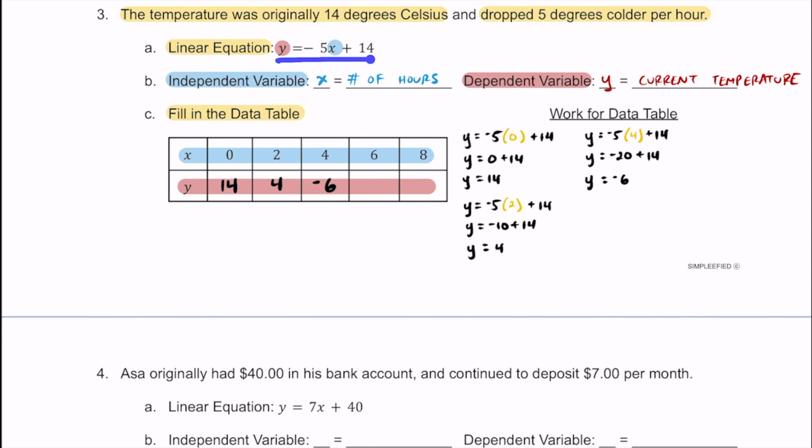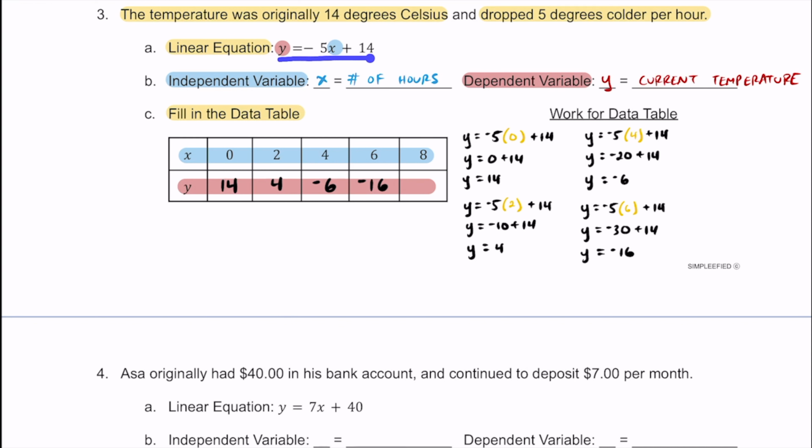Now take the same linear equation, but this time x is 6, so 6 hours goes by. So let's take that 6 and substitute it in. We're going to get y is equal to negative 5, but this time we're going to multiply this by 6 because 6 hours goes by, plus the 14 that the temperature was originally. Negative 5 times 6 is going to be negative 30. Negative 30 plus 14, that should just be the same thing as 30 minus 14, which is 16, but it's going to be negative. So we're going to get negative 16 degrees here.